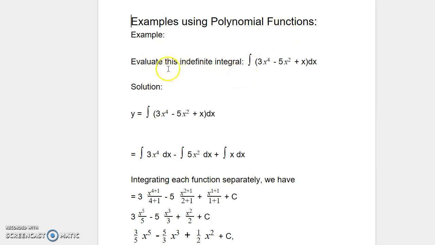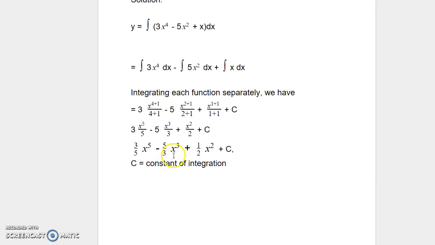Let us say we want to evaluate this indefinite integral, 3x to the power of 4 minus 5x squared plus x dx. Since we have more than one function, we call them polynomial functions. So we can separate out each one of these functions as shown here: integral 3x to the power of 4 dx minus integral 5x squared dx plus integral x dx. Integrating each function separately, we can simplify this as shown here.